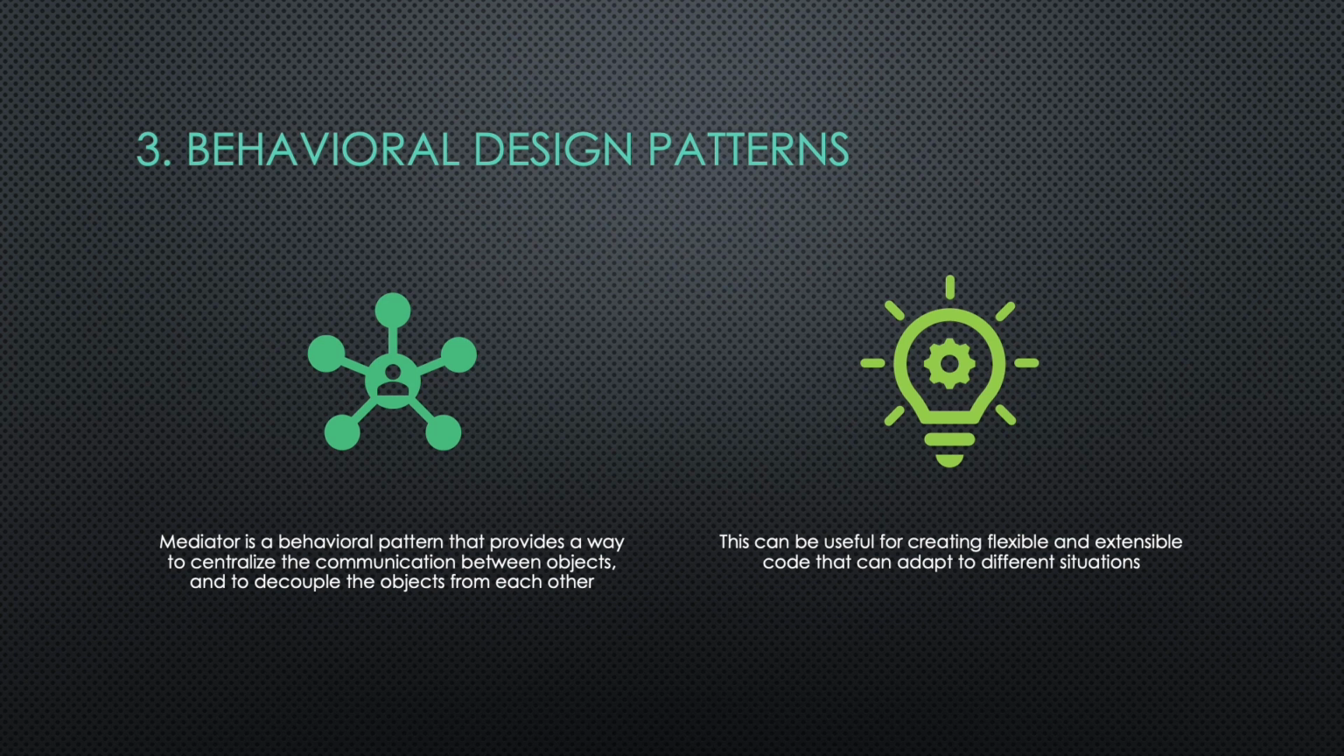Memento is a behavioral pattern that provides a way to save and restore the state of an object without exposing its implementation details. This can be useful for creating undo and redo functionality or for implementing snapshot functionality.